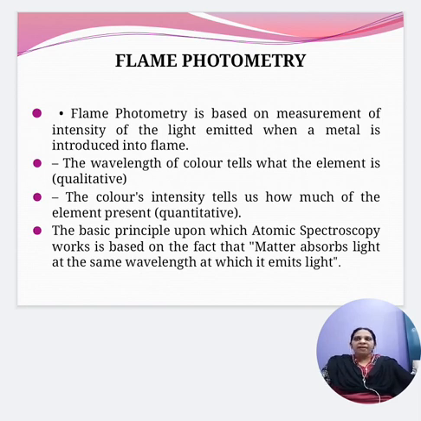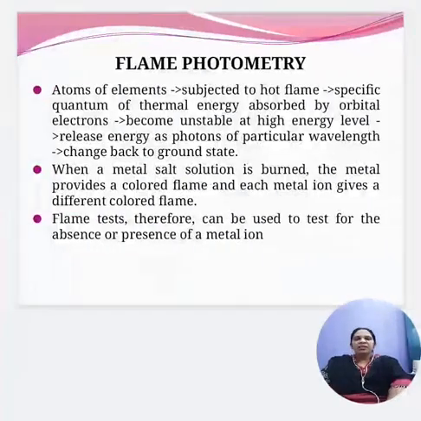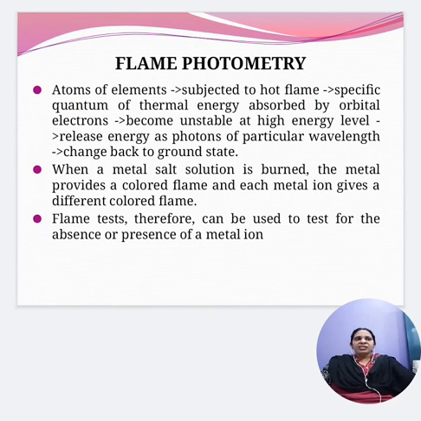So the matter absorbs the light at the same wavelength at which it emits light. In flame photometry, atoms of the element, when they are subjected to a hot flame, absorb a specific quantum of thermal energy. The orbital electrons become unstable at high energy levels. They release energy as photons of particular wavelength and change back to the ground state.